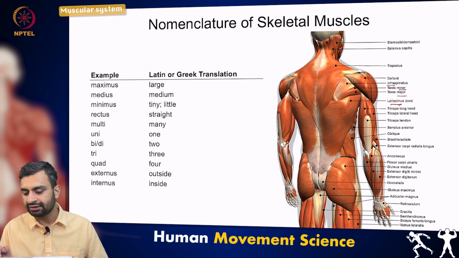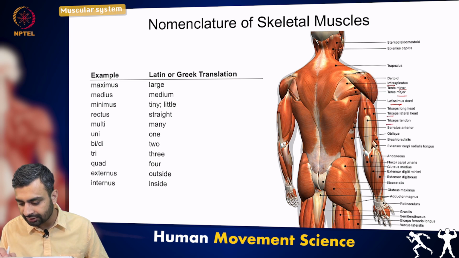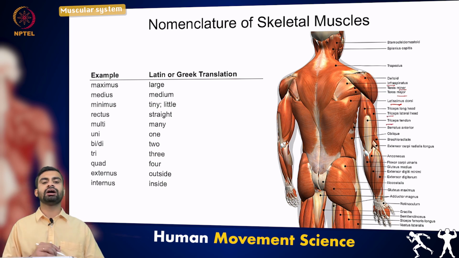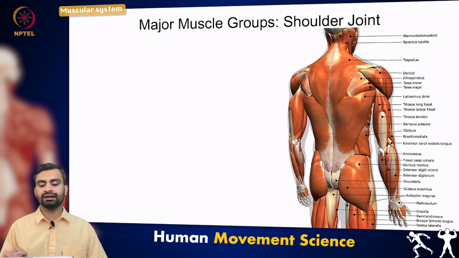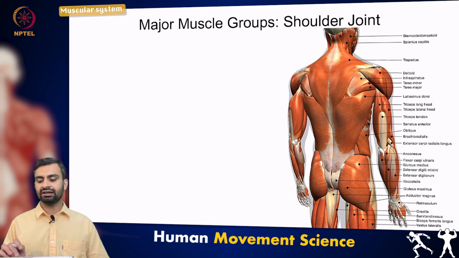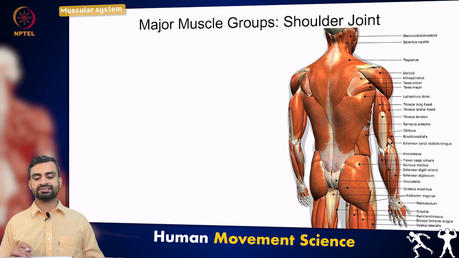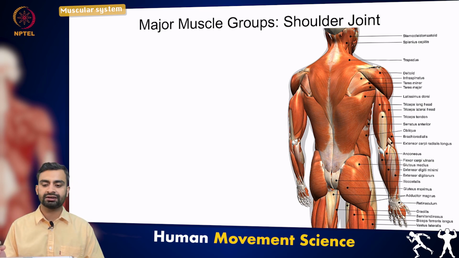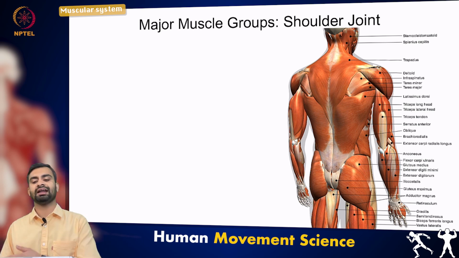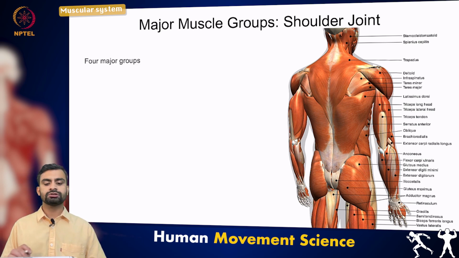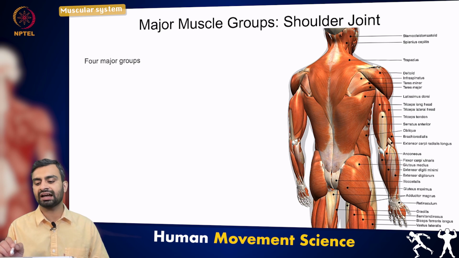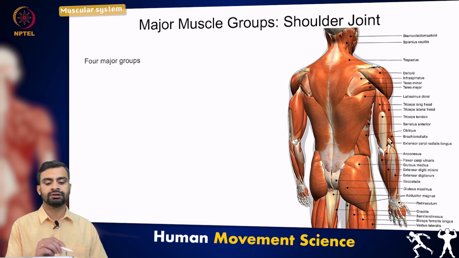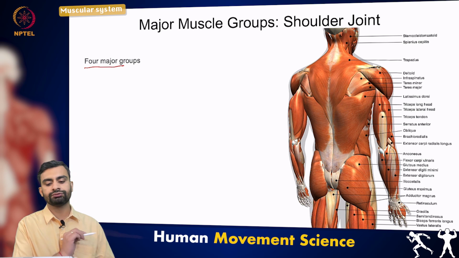So this will give us a better understanding of the nomenclature as well as the function being performed by the muscles. So let's look at the major muscle groups at the shoulder joint now, since we have a better understanding of the naming and the function of the muscles, or how we can remember the function from the name itself. The major muscles at the shoulder joint are predominantly grouped into 4 major groups.